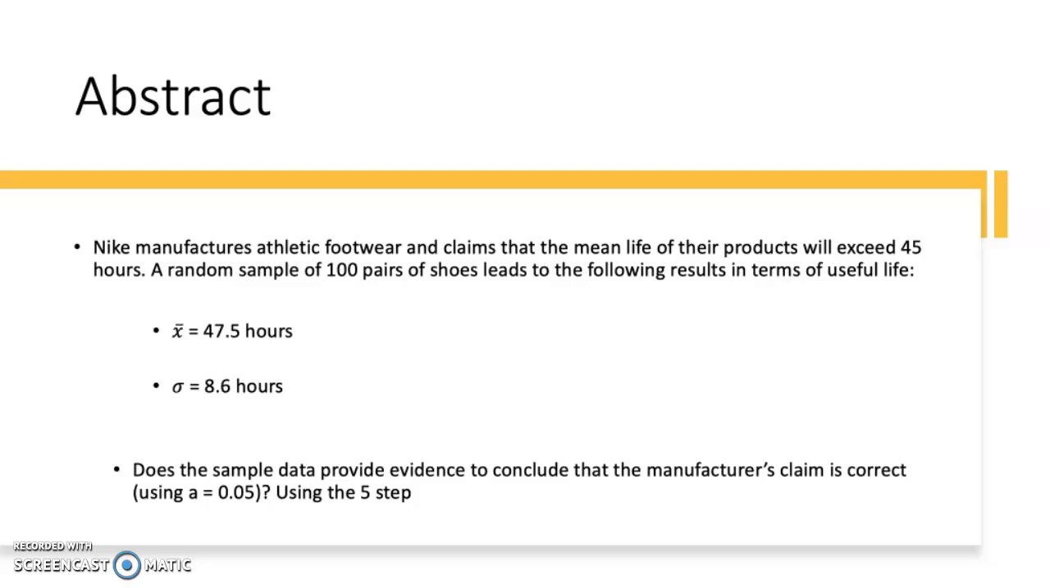A random sample of 100 pairs of shoes leads to the following results in terms of useful life. The X bar, or mean, of these 100 pairs of shoes equals 47.5 hours, with a standard deviation of 8.6 hours. So this begs the question: does this sample data provide evidence to conclude that the manufacturer's claim is correct, using an alpha level of 0.05 and the 5-step hypothesis testing?